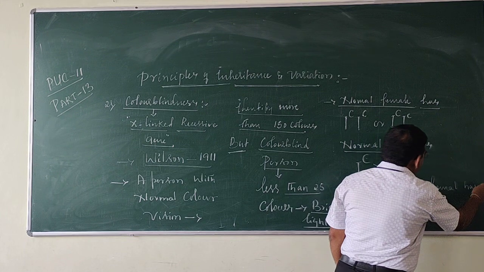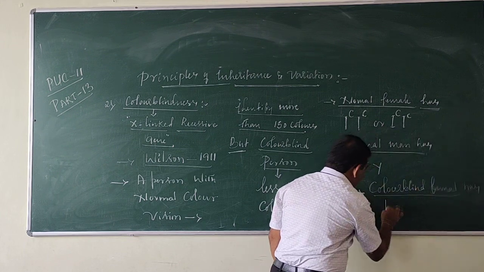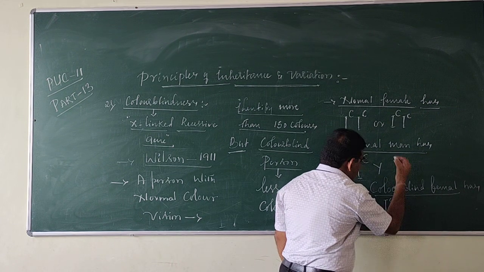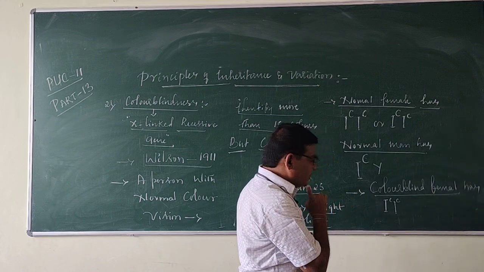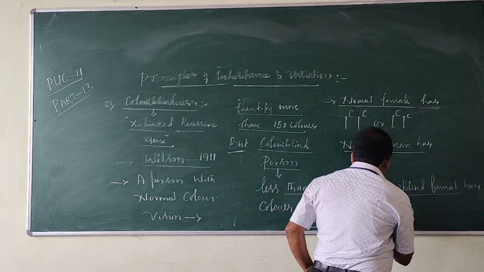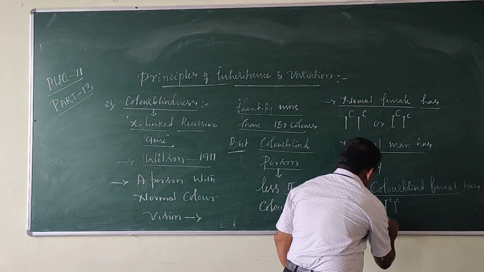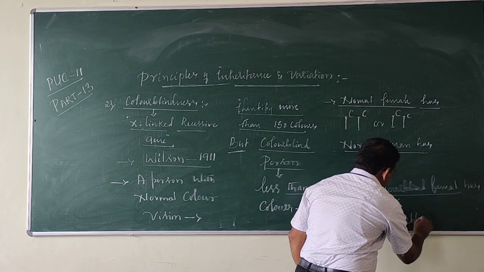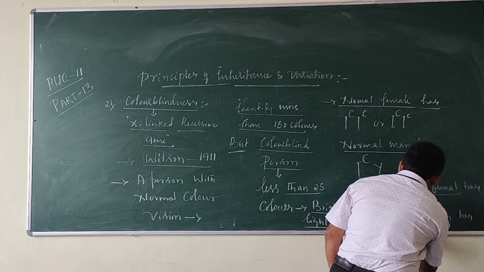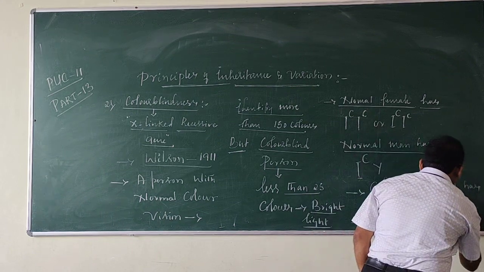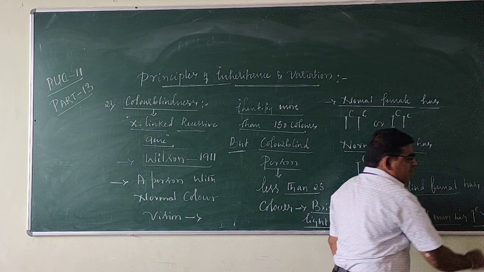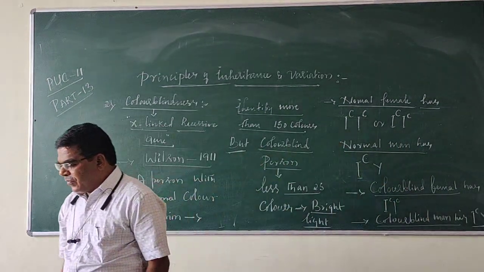A color blind female has the genotype small c, small c. And a color blind man has the genotype small c, Y.